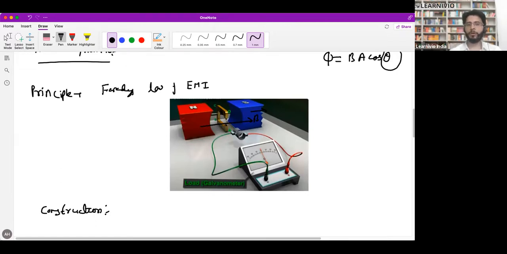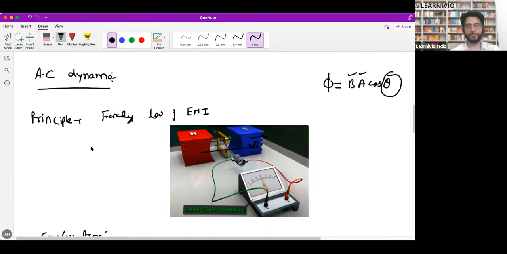In a hydroelectric power plant, to rotate this coil, we use water. In a thermal power plant, to rotate this coil, we use thermal energy. In a nuclear power plant, to rotate this coil, we use nuclear energy. That's the only difference. But in all power plants, this is the coil which is rotating, and due to the rotation of this coil, you get induced EMF. Note it down.